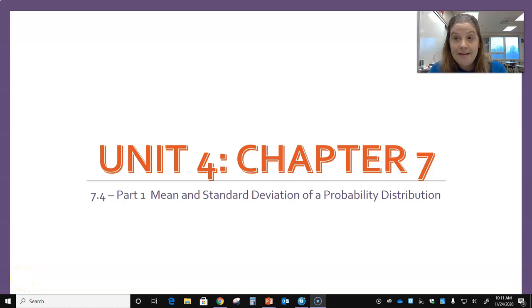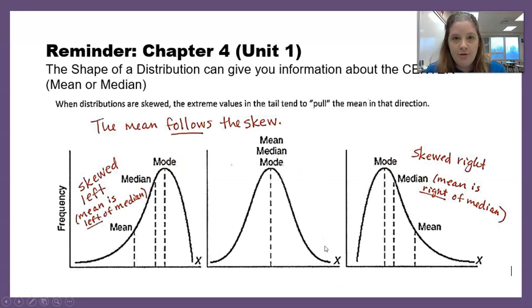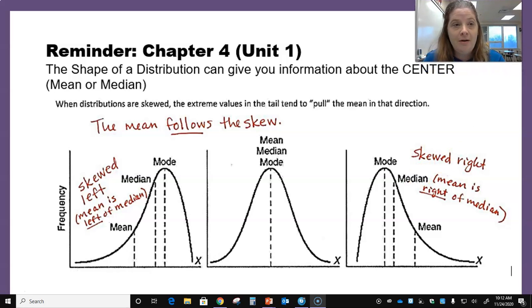Hello, let's talk about mean and standard deviation of a probability distribution. Now, real quick reminder from Unit 1, way back at the beginning of the year, we talked about how the shape of the distribution can give you information about mean and median, those other measures of center. And so when distributions are skewed, the extreme values tend to pull the tail in that direction. So we say the mean follows the skew.